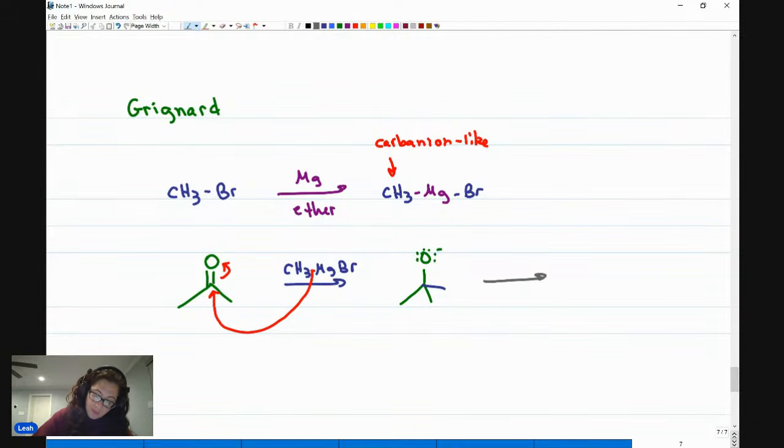In the final step, we want to add acid. Just make sure you're adding it as a separate step and not into the Grignard, because that'll destroy the Grignard. This is going to protonate the O- to give me an alcohol.